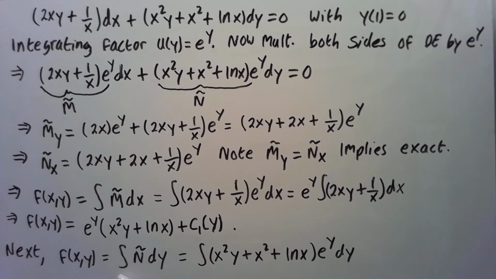Okay, so our parent function will be the integral of n tilde dy, and n tilde is x squared y plus ln of x, times e to the y, dy. So we have to integrate this. I'm out of space here, so let me erase a few things and we'll keep going.